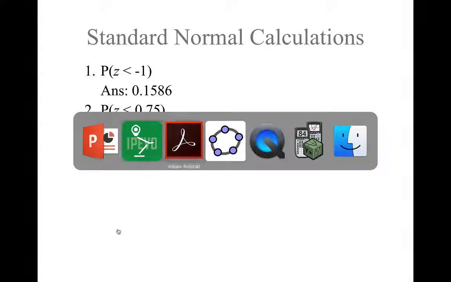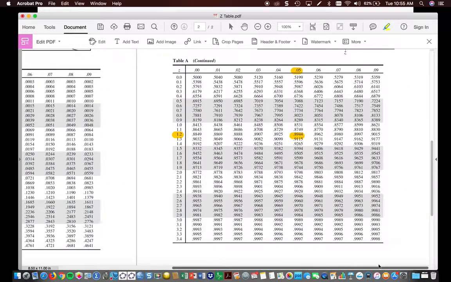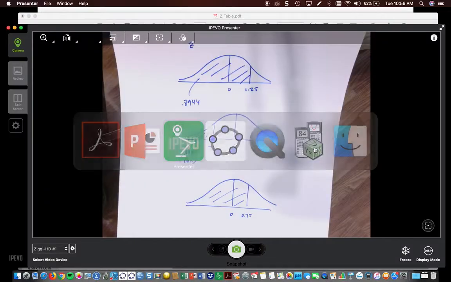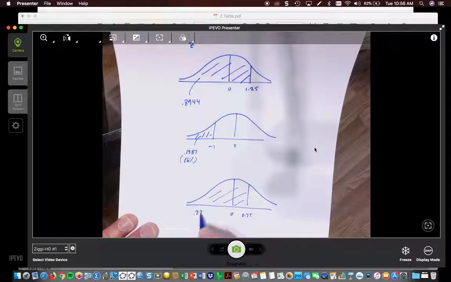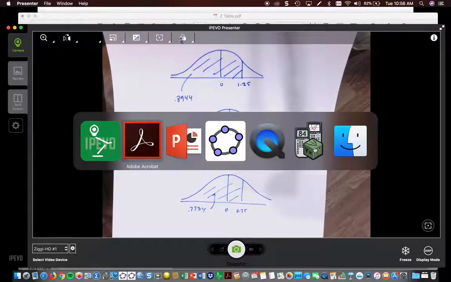So in the standard normal table, I'm going to find in the positive side of this table 0.75. So I go to 0.7. The second digit after the decimal is 0.05, and I find that that answer is 77.34%. So 0.7734 is that region. Okay, let's go on to another one.